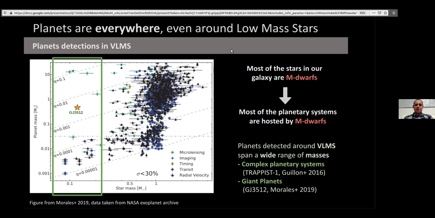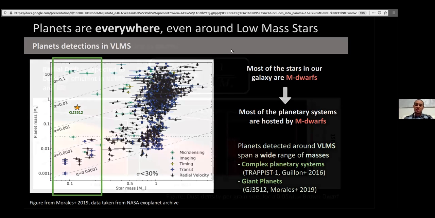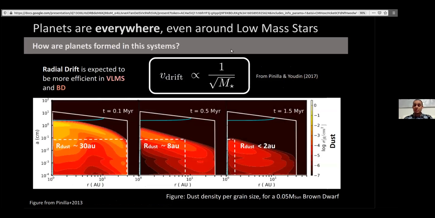But these detections are hard to understand under the scope of our current planet formation theories, because we expect radial drift to be very efficient in disks around very low mass stars and brown dwarfs. Here I'm showing a simulation of a disk around a brown dwarf, and you can see that by 1.5 megayears, the disk is already less than 2 AU in millimeter size. And this is in the absence of dust traps.